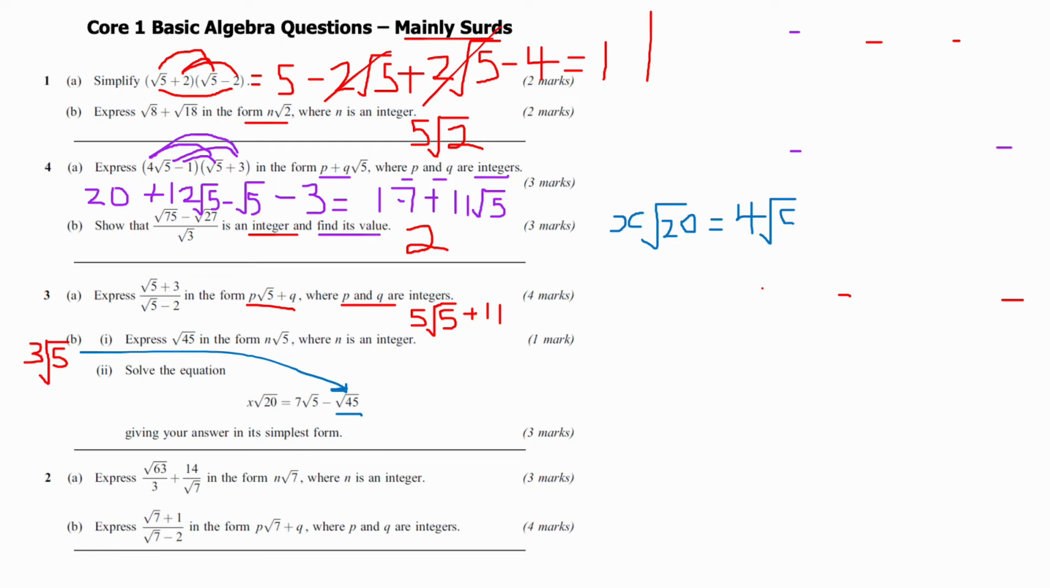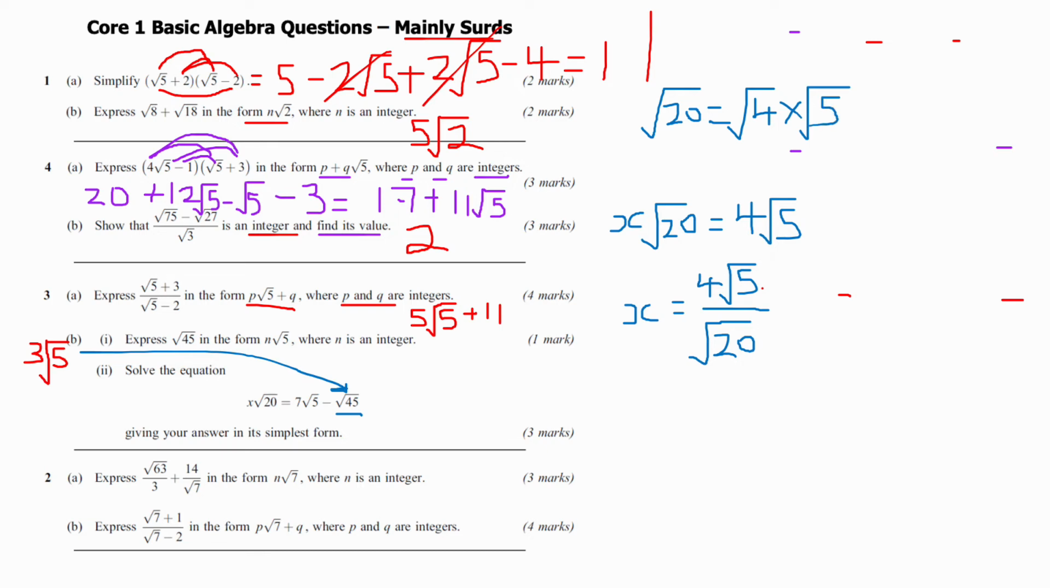And then we're going to divide both sides by root 20 to get x on its own. So dividing both sides by root 20, we're going to have 4 root 5 all over root 20. Now I could rationalise this, however, I recognise that I can simplify root 20 first. So root 20 is the square root of 4 times the square root of 5. So root 20 is actually 2 root 5. Okay, which makes the sum much easier to deal with. Okay, so where possible you want to simplify your surds.